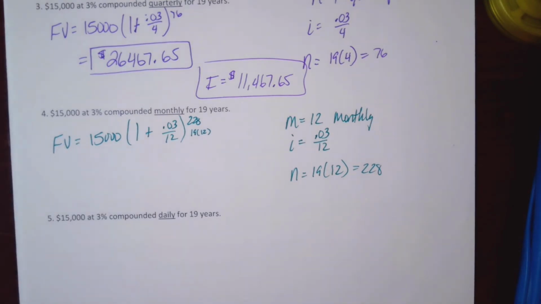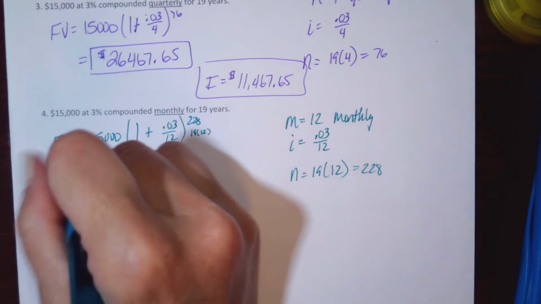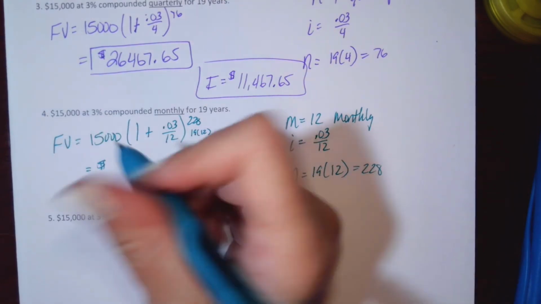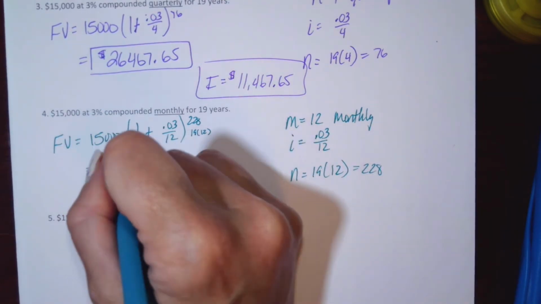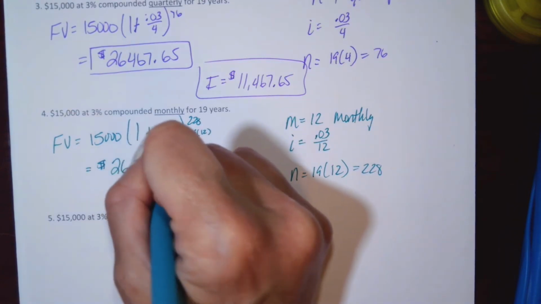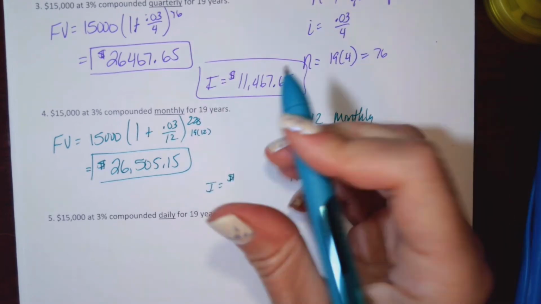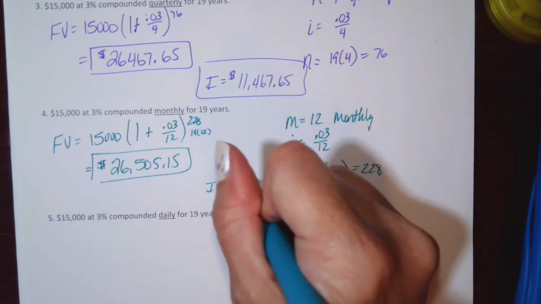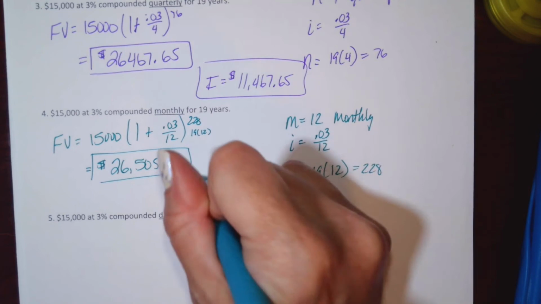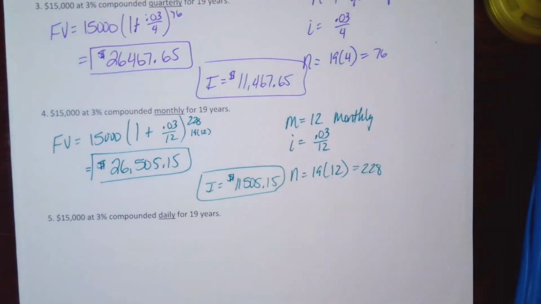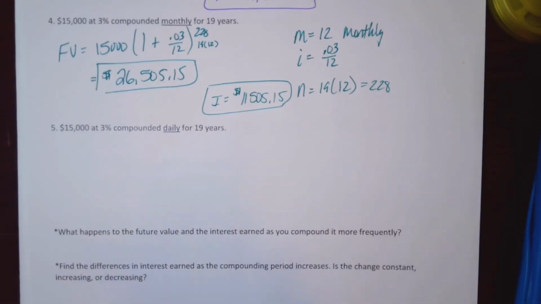When you compound monthly, your future value, your total principal and interest at the end, comes out to be $26,505.15, which means the interest you earned increased to $11,505.15. So again, the more frequently our compounding period, a little bit more interest.